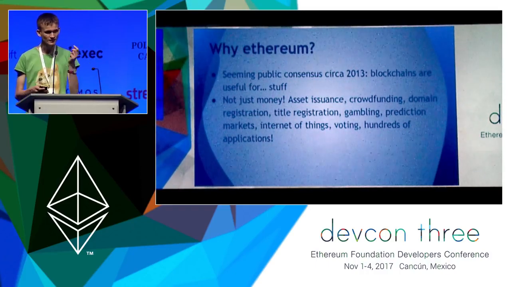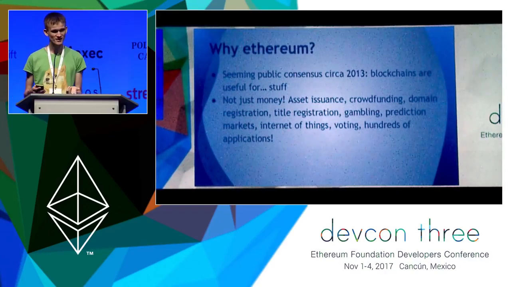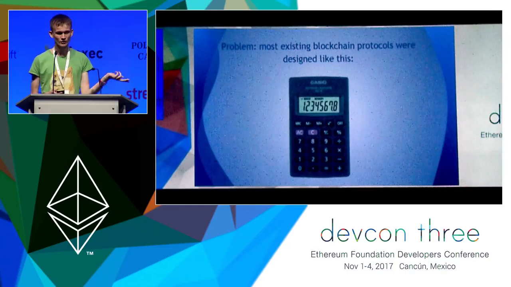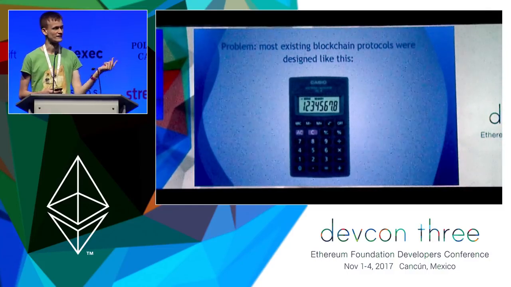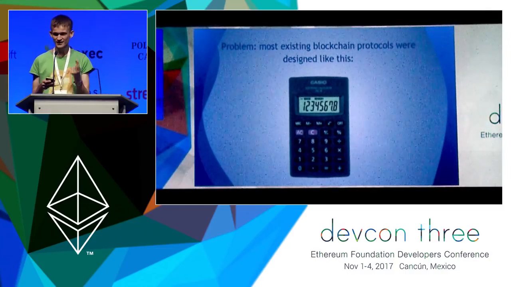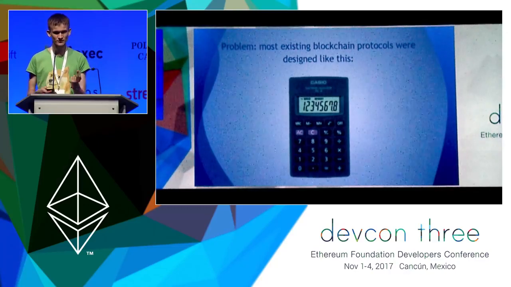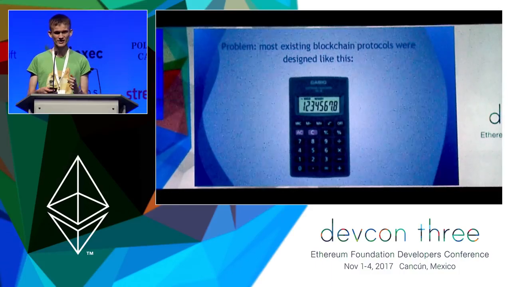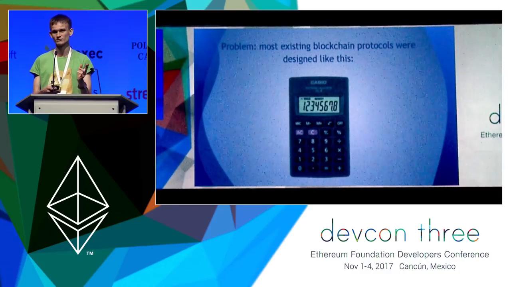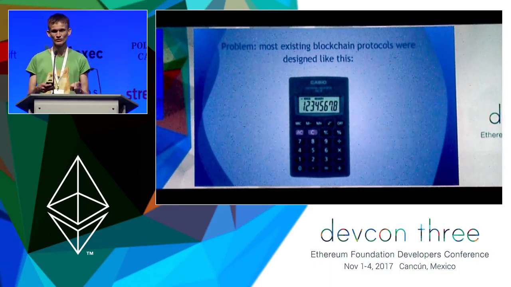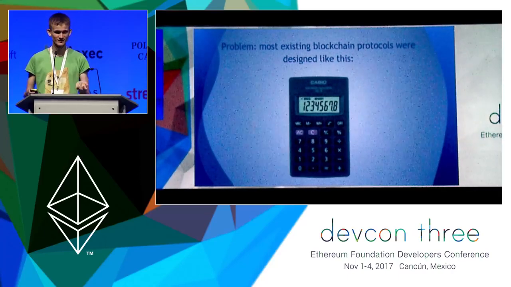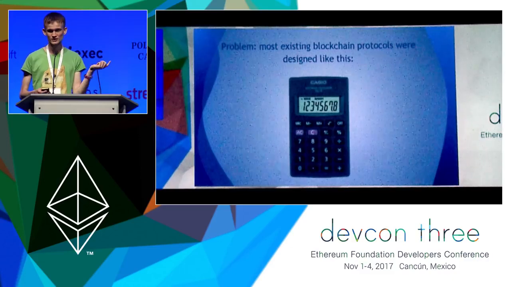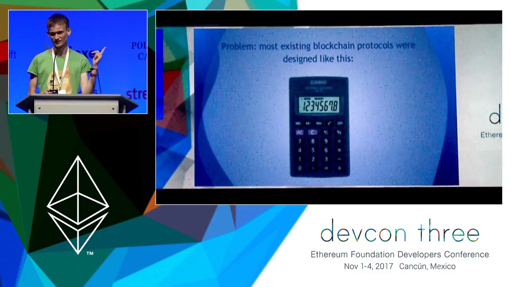So the problem is, most existing blockchain protocols at the time were designed like this, right? So what properties does a pocket calculator have? It can do one thing, and it can do one thing fairly well, but that's the only thing that it can do. Now, granted, if you have some super fancy TI-80 whatever, you can probably come up with some way to program a video game on top of it, but like nobody really wants to do that. So in general, it just ends up being one tool that can do one thing.